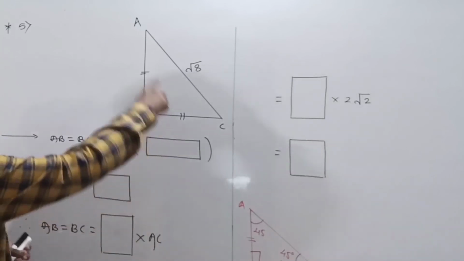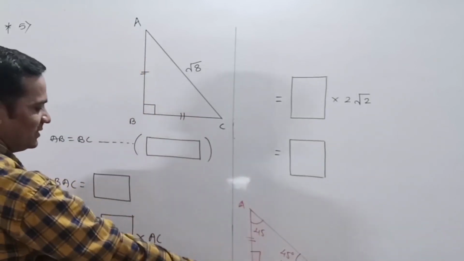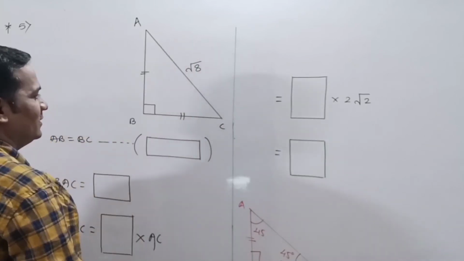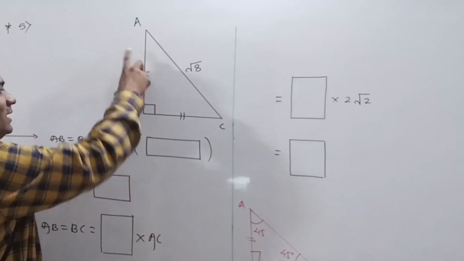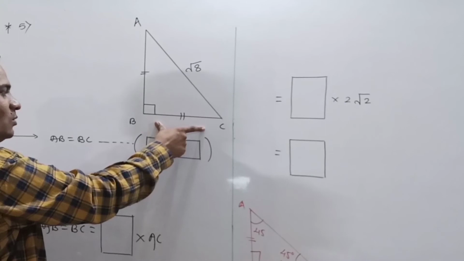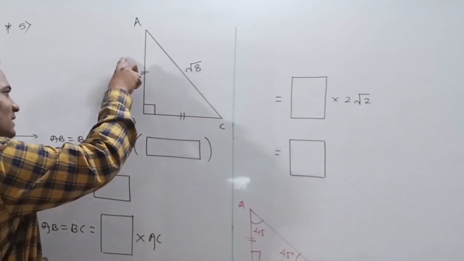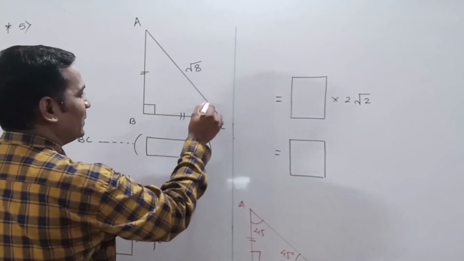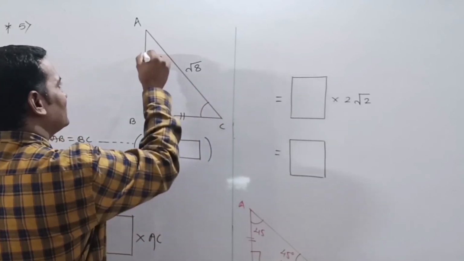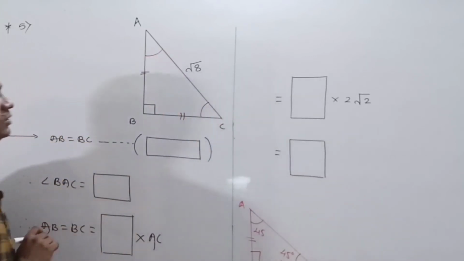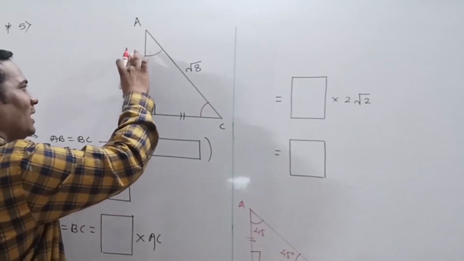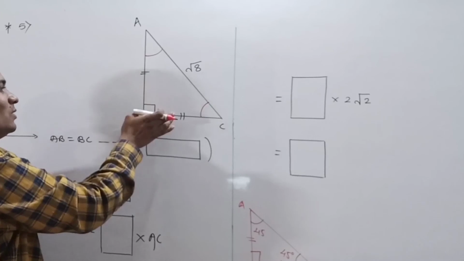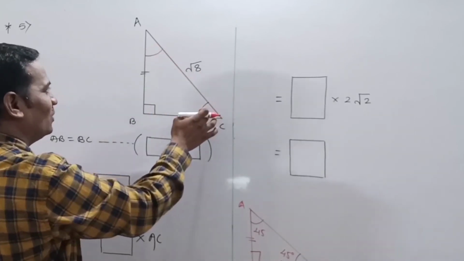So look here, in triangle ABC, the same triangle is here. Now this hypotenuse is given as root 8. It is already given that AB and BC are congruent to each other. If these sides are congruent, then the opposite angles are also congruent. Mind well, angle C and angle A will be congruent, because the opposite sides of these two angles are congruent. If sides are congruent, then opposite angles are also congruent.